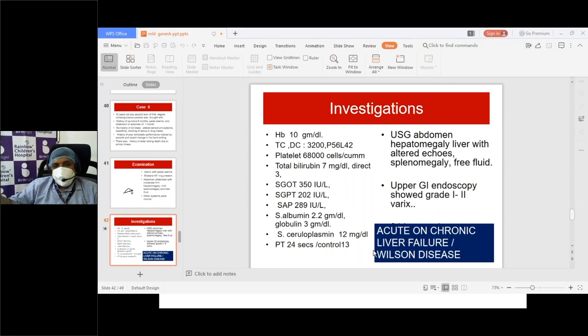Again, so KF ring is there, low serum ceruloplasmin is there. So this fits into a diagnosis of Wilson disease. And endoscopy done showed a presence of varices again. So this is cirrhosis with portal hypertension.